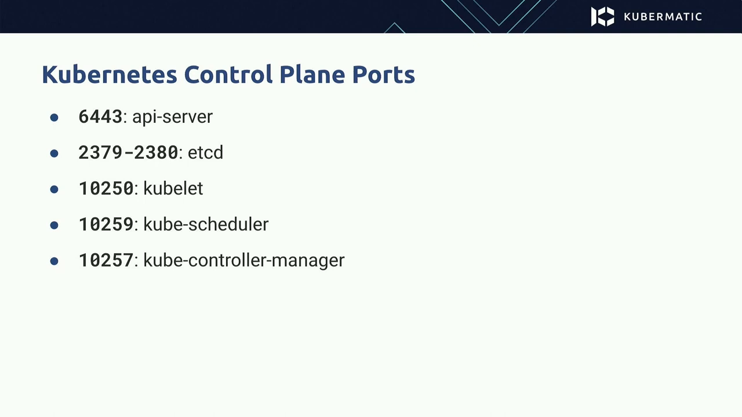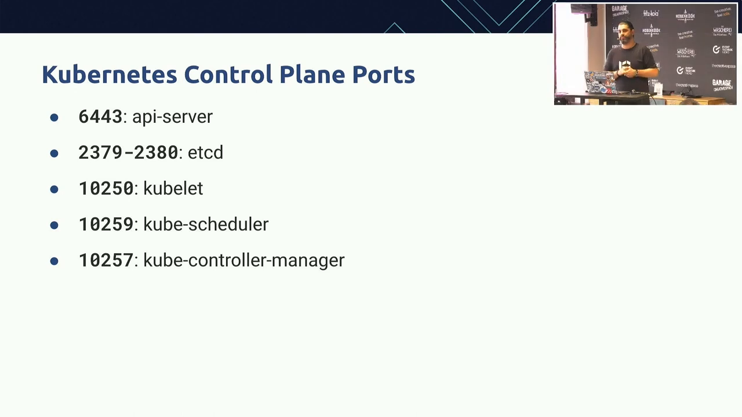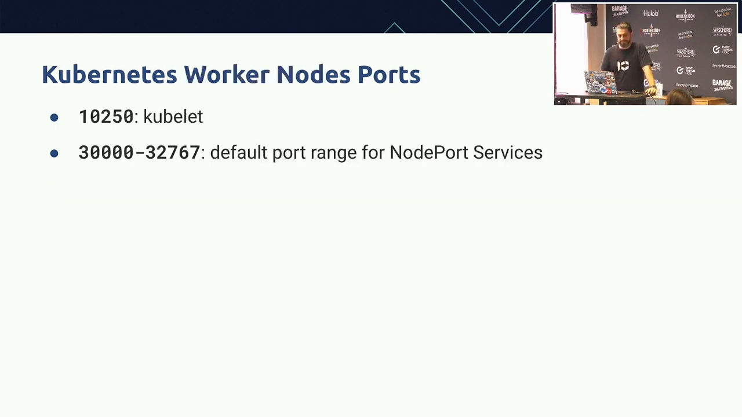These are the default Kubernetes control plane ports for API server, etcd, kubelet, scheduler, and controller manager. Well, at least these should not be open to the whole internet. This should not be public, if that's possible. And these are the known default worker node ports, 10250 for kubelet and 30,000 to 32,767 for the default range of NodePort services. So you should make sure that you have some firewalls around those ports.